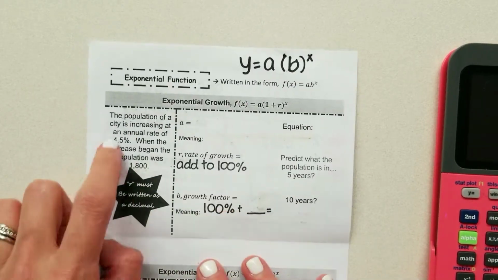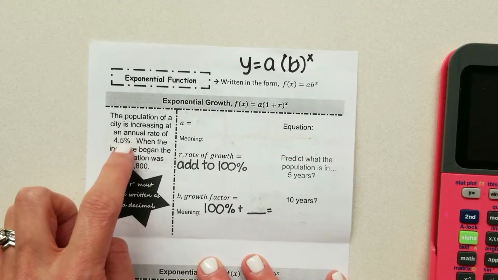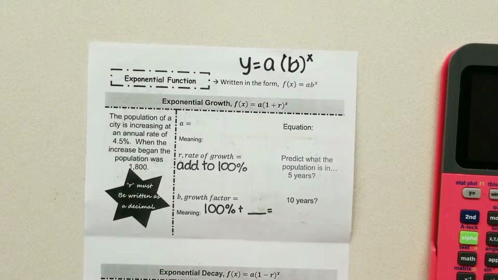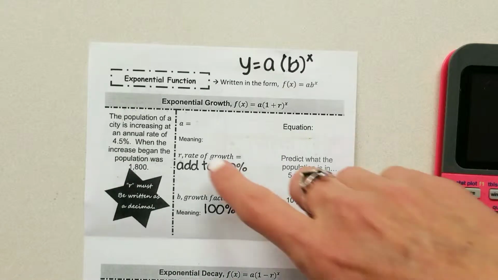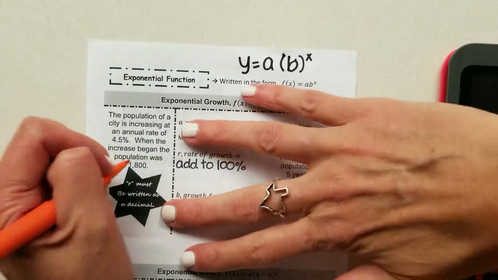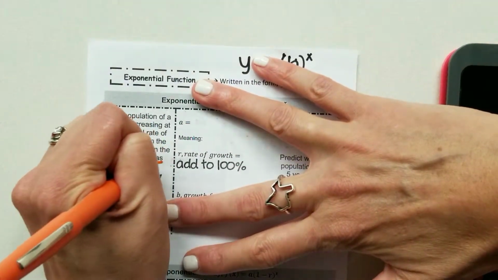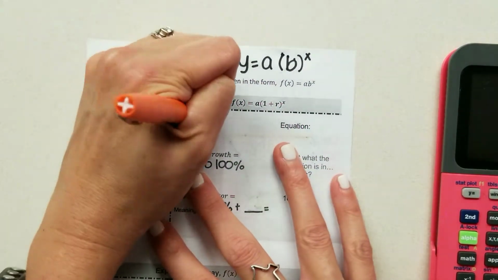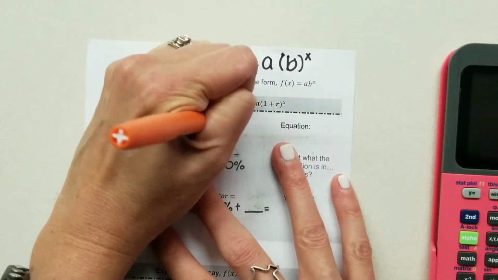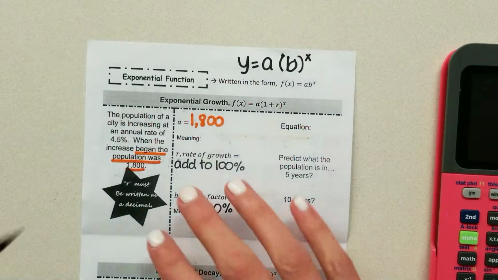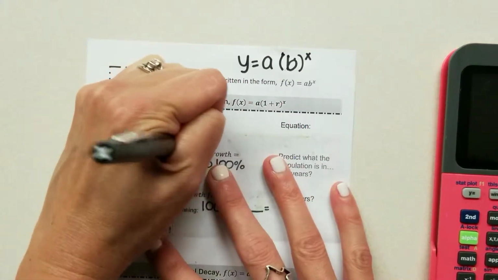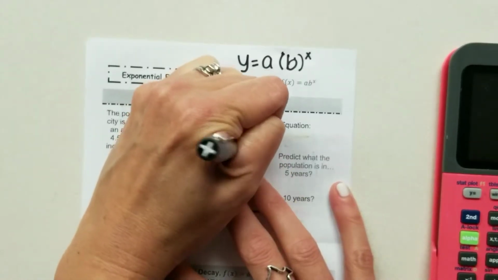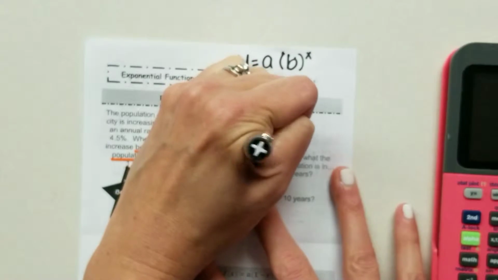So we have the population of a city is increasing at an annual rate of 4.5%. When the increase began, the population was 1,800. So again, I want to find my a because remember that is my initial value. And it says began, the population was 1,800. So my A value is 1,800 people. Okay, and what's the meaning? This is the starting population. I would write this in a complete sentence, but we just don't have enough room. So we're going to say starting population.